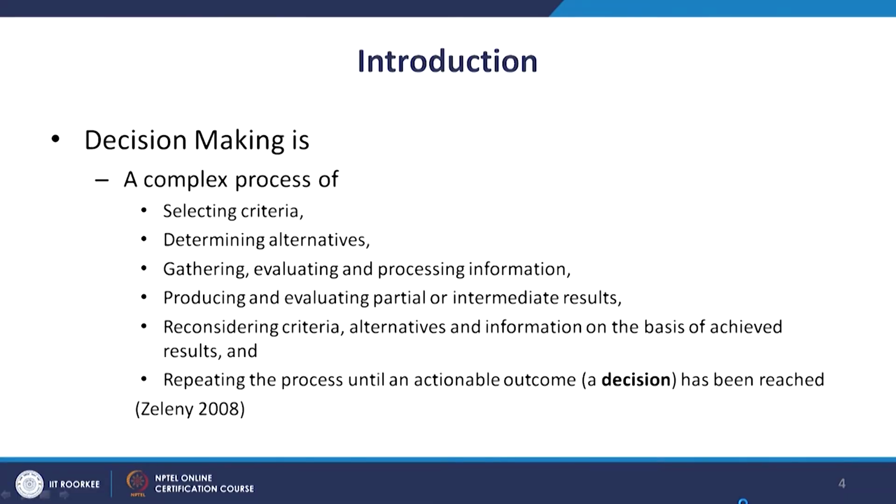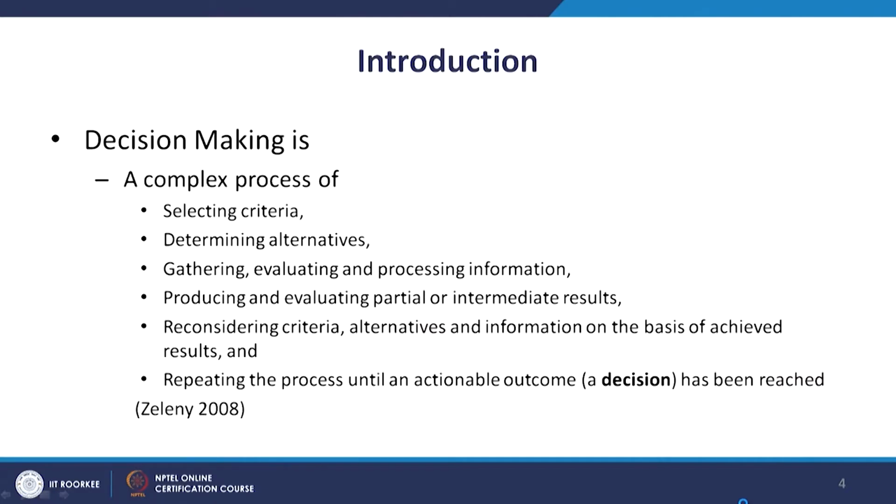Next, producing and evaluating partial or intermediate results. Depending on the subjective preferences of DMs, we need to evaluate and produce the intermediate results. And now these results need to be examined. So the next point is reconsidering criteria.